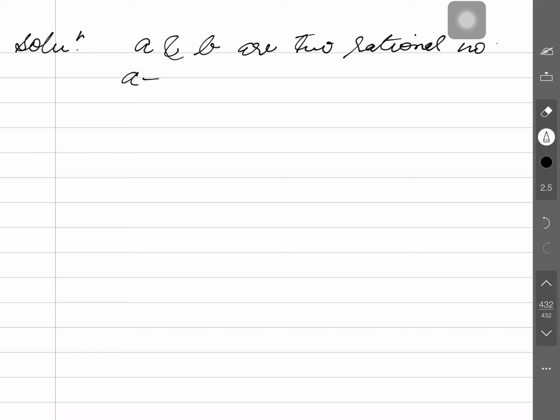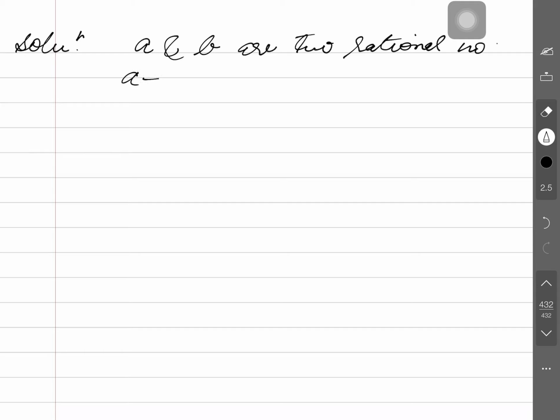Okay, and an irrational number between 3 and 4. Do you remember this method? I just want to tell you, we will multiply a into b here, and we will take the square root of that. This is called the geometric mean, or we can also call it the root mean square, right?